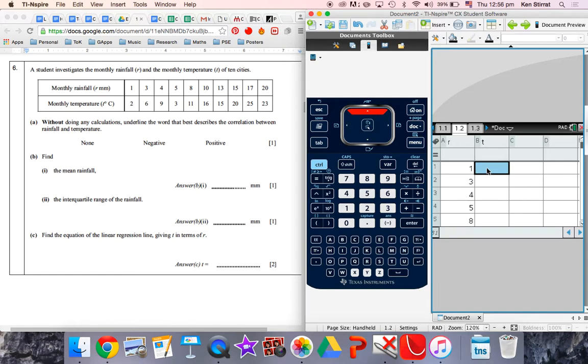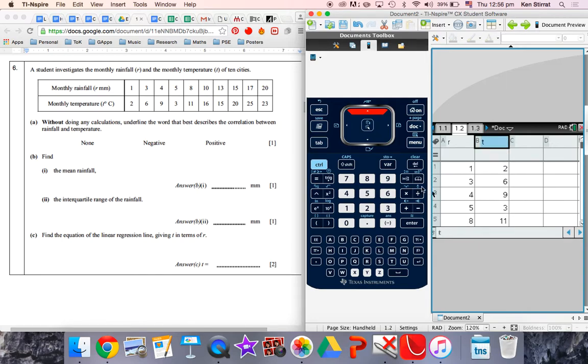Go back up here. Now we've got to get the next data set in the same order because the 3 has to be paired with the 6, because if we were plotting this on a graph, 3 pairs with 6. So you can't change the order, otherwise things wouldn't be quite right. 2, 6, 9, 3, 11, 16, 15, 20, 25 and 23. And that really is your work all done.